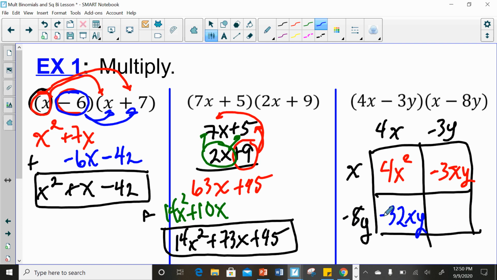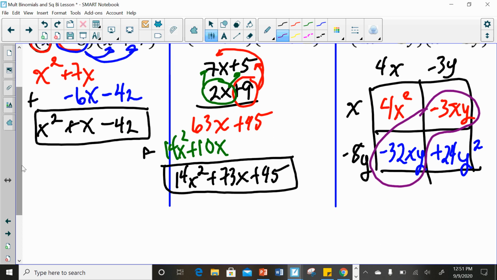Then for this square, you're intersected by the -8y and the -3y. So -8 times -3 is going to give you a positive 24. And then y times y is y squared. So what are our like terms? Our like terms would be these two right here because they both have an xy attached to them. And so they're raised to the same power. So we don't have a like term to the 4x squared, so that gets brought down. I wanted that to be red. So 4x squared.